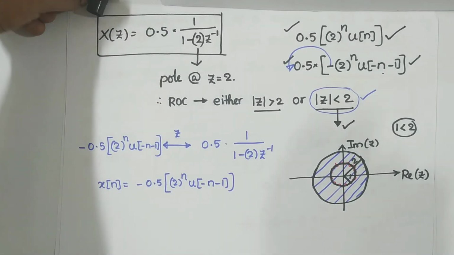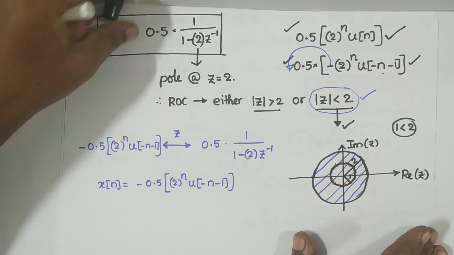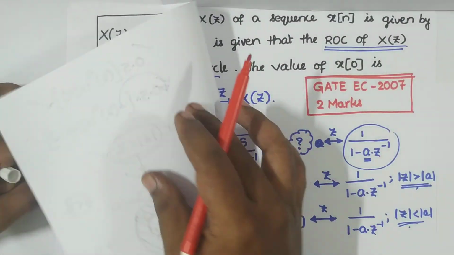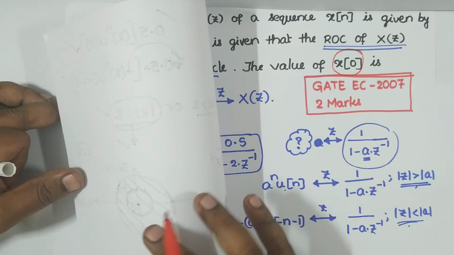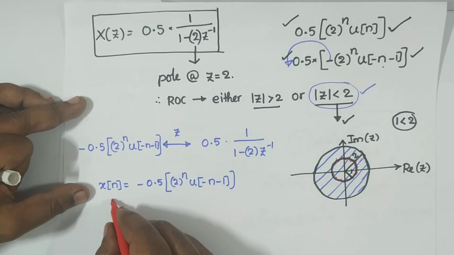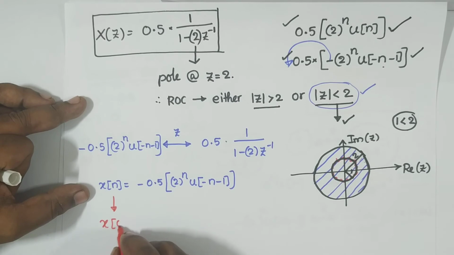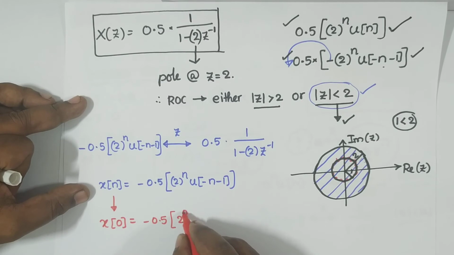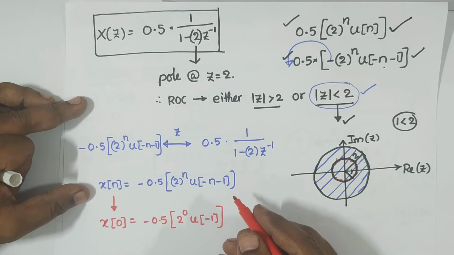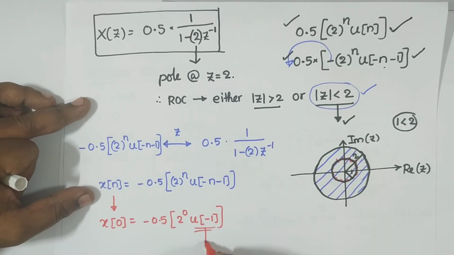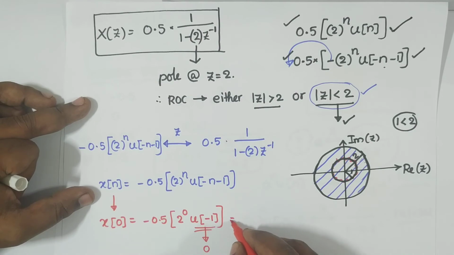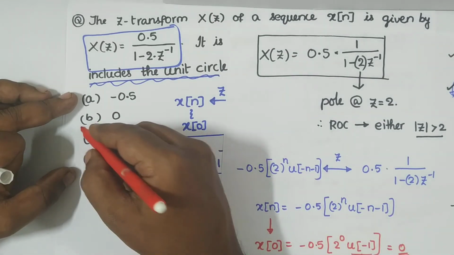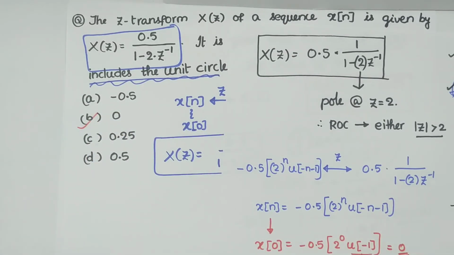Alright, so we have this. Now what is he asking? He is asking us to find x[0], the value of x at 0 in time domain. So x[0], put n equal to 0: minus half, 2^0, and u[-1]. n equal to 0, u[-1]. And what is u[-1]? u[-1] equal to 0. So half multiplied by 0 is 0. Therefore x[0] is 0. Option B is correct.